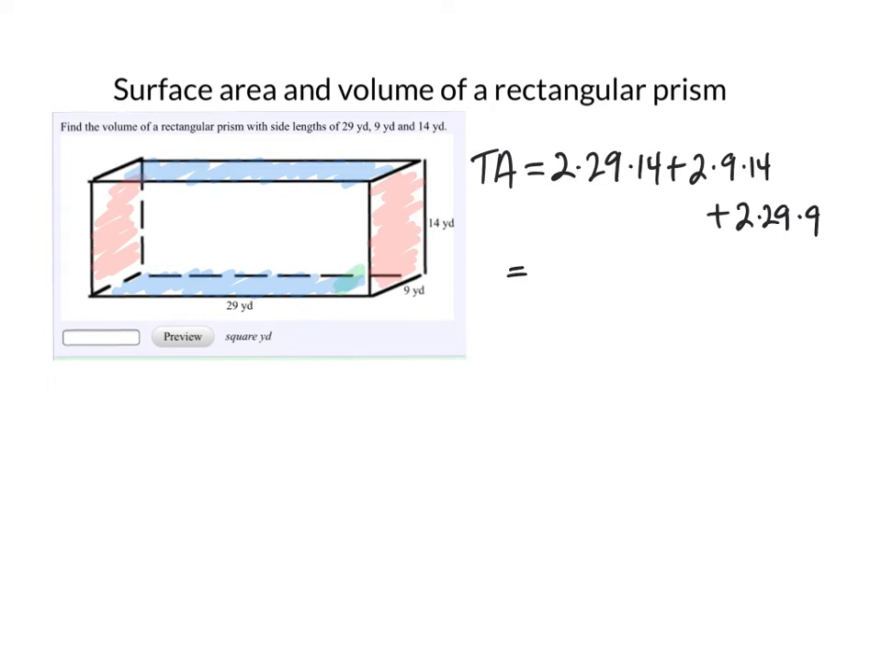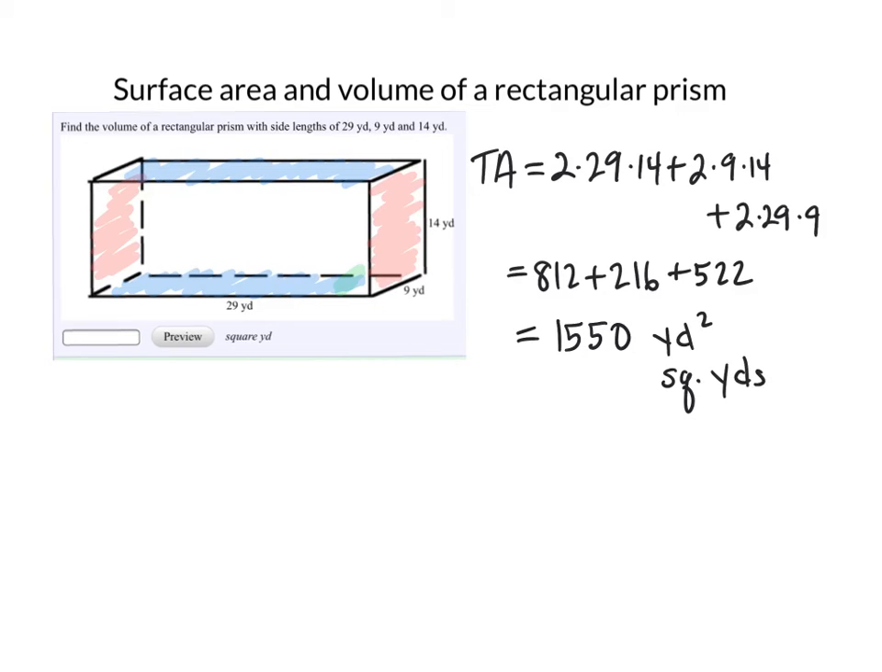This ends up being 812 plus 216 plus 522, and my answer then, added all together, is 1,550. This is area, and so we measure area in squares. In this case, it's a yard squared, or again, you can say square yards.